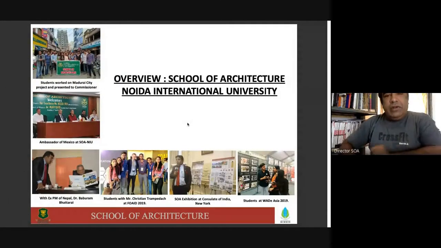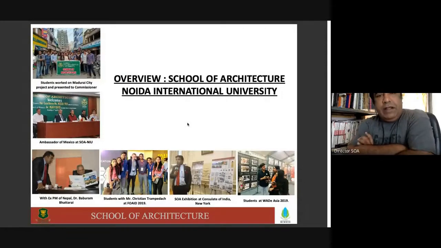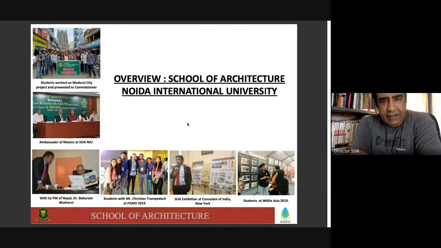So I'll just take two minutes for presenting our school. We are a School of Architecture in Noida International University, one of the 12 schools. We are a school with the courses of architecture and interior designer. So this presentation of mine is going to give a little bit of a glimpse at what we are doing.